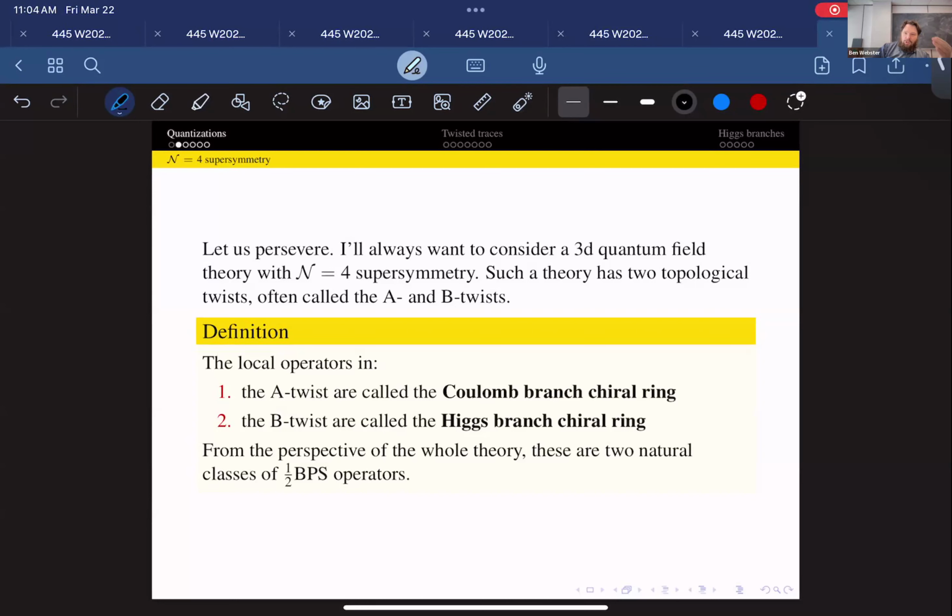And when I look at the local operators in those topological twists, those give me commutative rings, which are the chiral rings of the Coulomb branch and the Higgs branch of the theory. Physicists would say these are half BPS operators. There's two natural classes of them, which are protected by these two different topological twists.